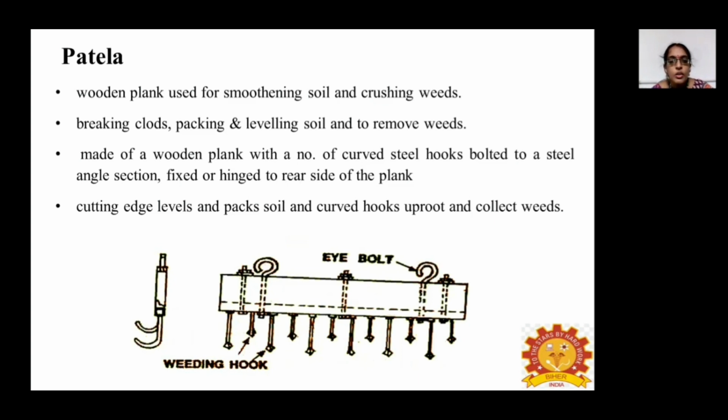It is made up of a wooden plank with a number of curved hooks bolted to it, and it is fixed in an angled position at the rear side of the plank, with the cutting edge leveled, and it will pack the soils. So patella consists of curved hooks. What happens is, when something interrupts the curved hooks, they get uplifted, so at the same time it is able to remove the weeds.